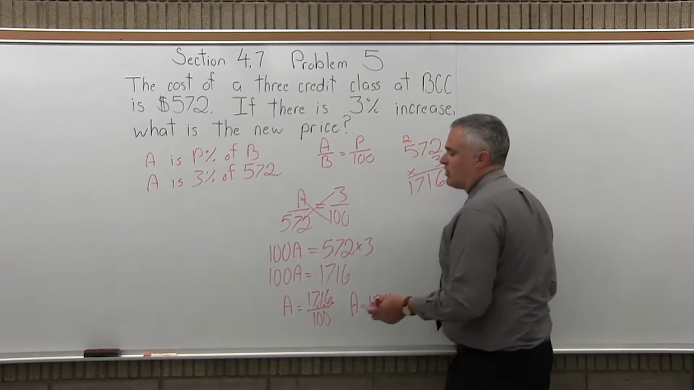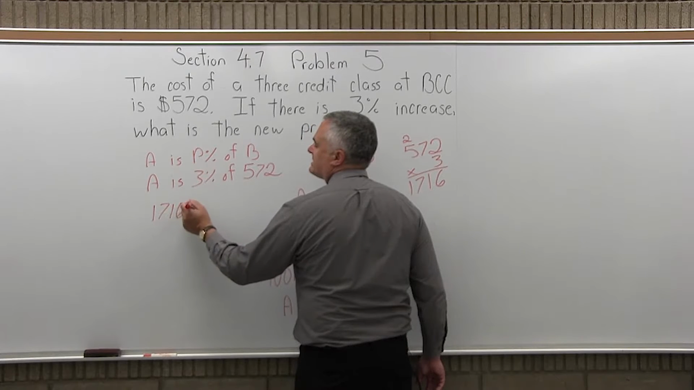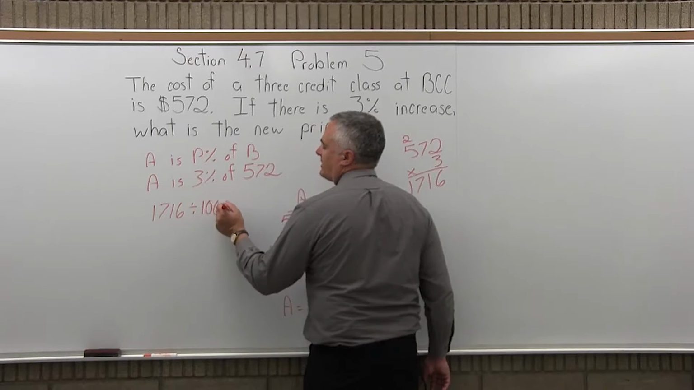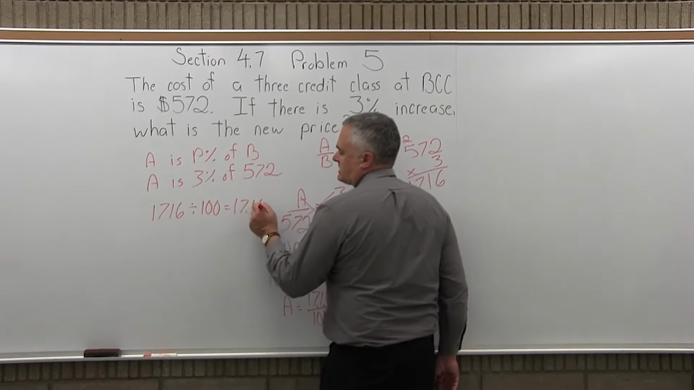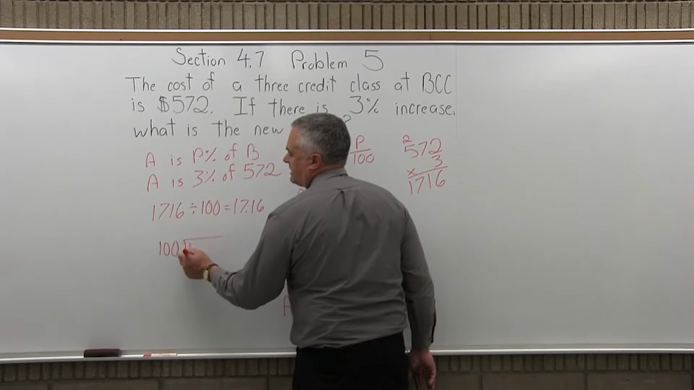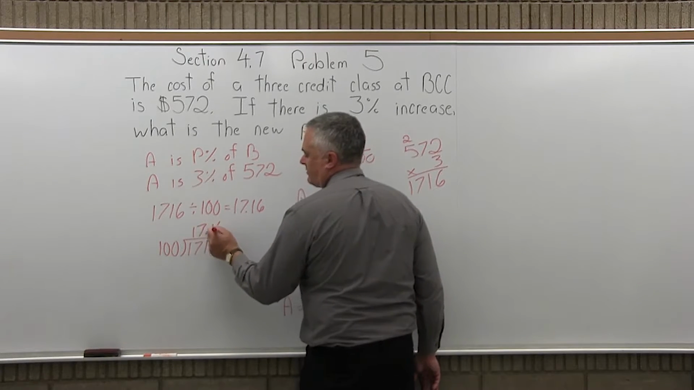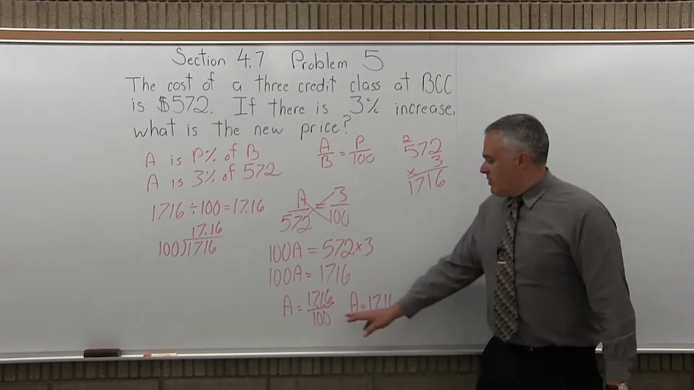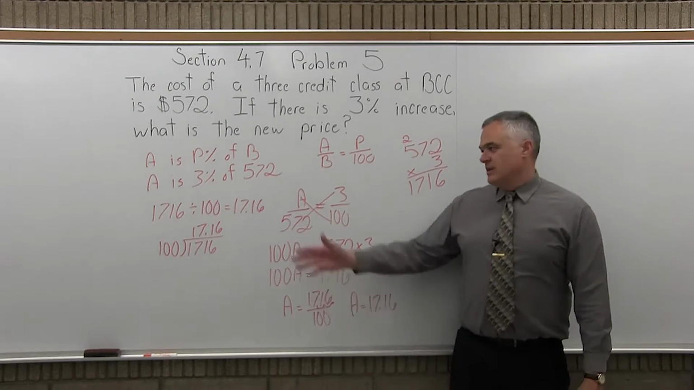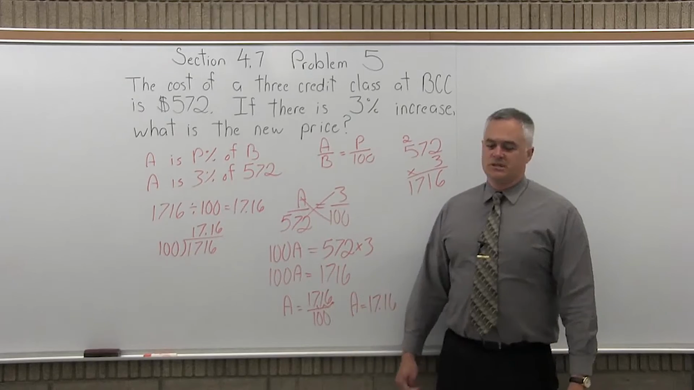And again, if you do 1716 divided by 100 on your calculator, you'll get 17.16. If you do it out the long way, you would divide 100 into 1716, and it would also come out to 17.16. But it's easy enough. I feel it's even easier than using the calculator. Just the 2 zeros back it up 2 places.